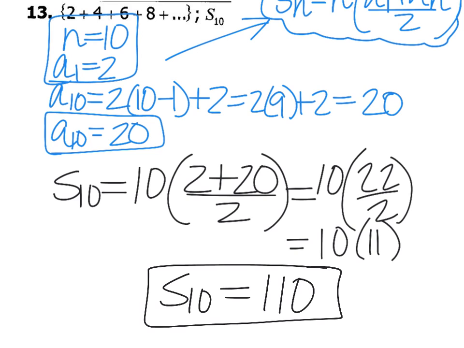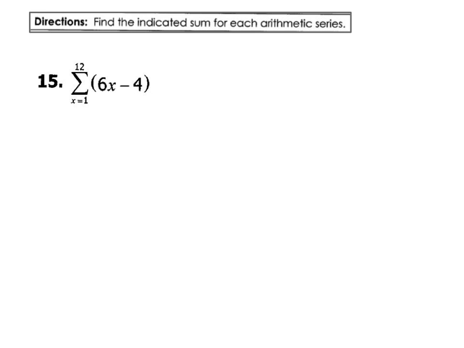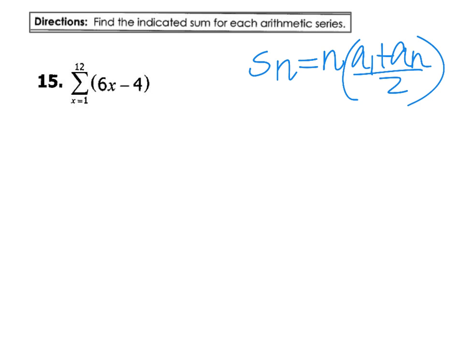All right. Now, what happens when they're written in summation notation? So we know we're going to be using the formula we just learned. We want to find the sum. So S sub n equals n times a sub 1 plus a sub n, divided by 2. That's the formula we're going to be using. Now, we need to know what is our n, what is our first term, and whatever a sub n is. So first things first, how do we find n?